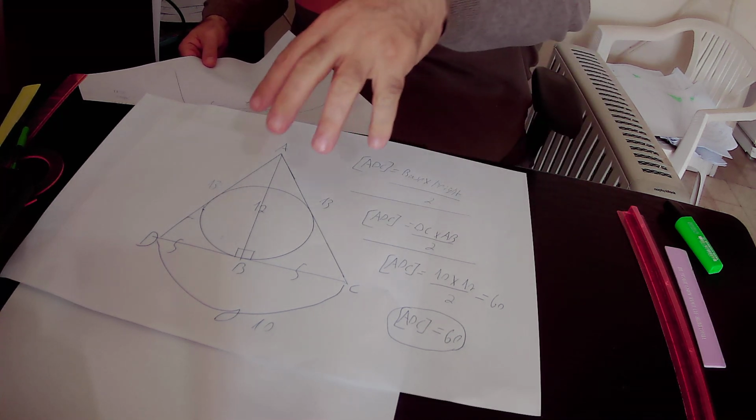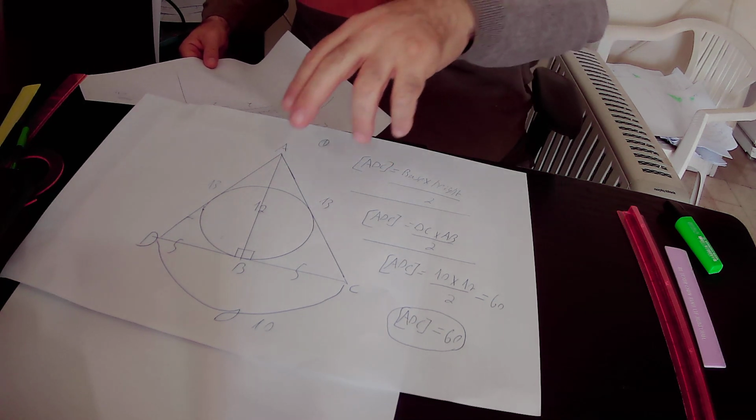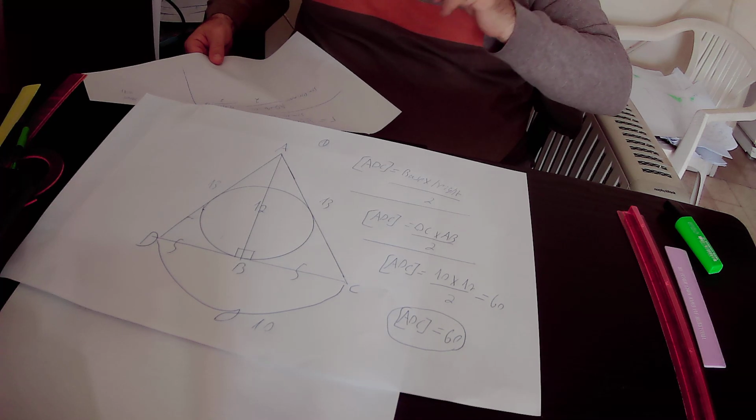So we found that the area of this triangle, triangle ADC, that encloses the circle, equals 60 square units.